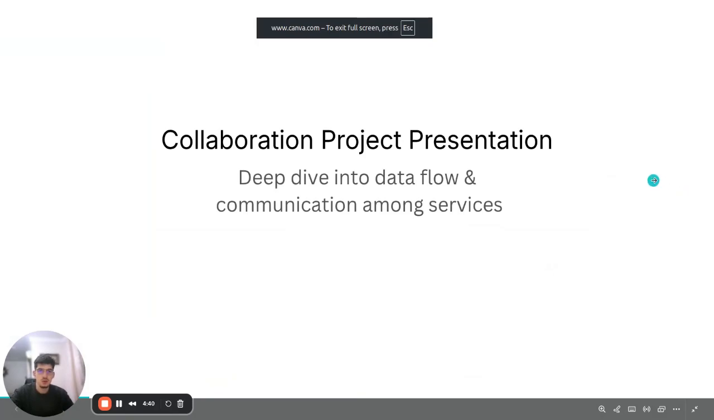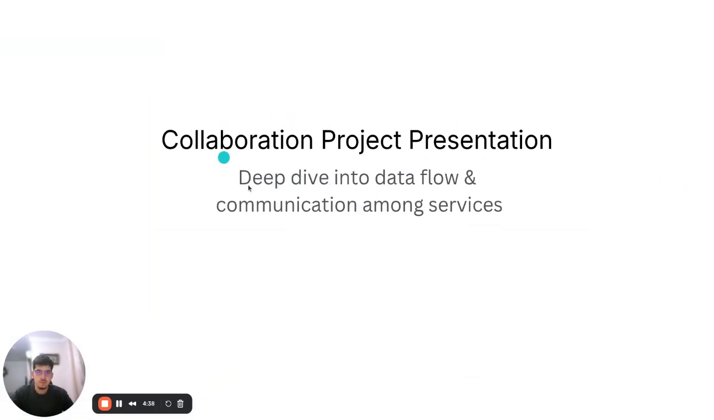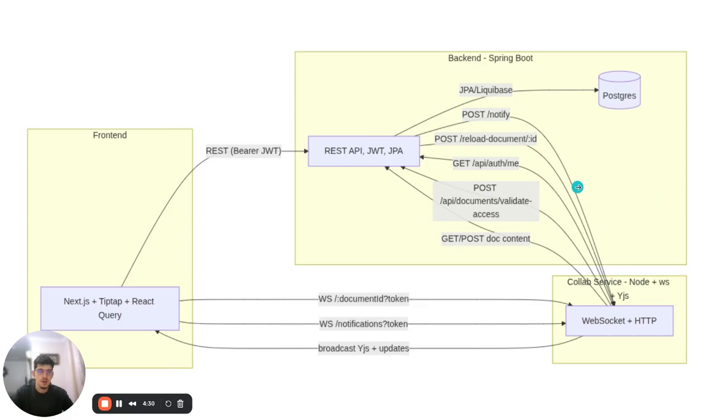Okay, so this is all about our collaboration project. We're going to deep dive into the data flow and communication amongst our services. I've decided to demonstrate and illustrate this using a mermaid diagram where we can see a clear distinction between our services and how they are related to each other.